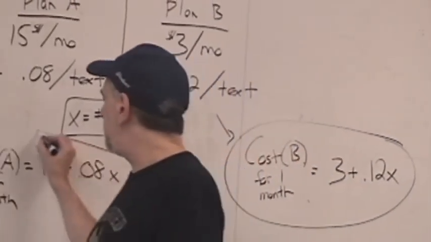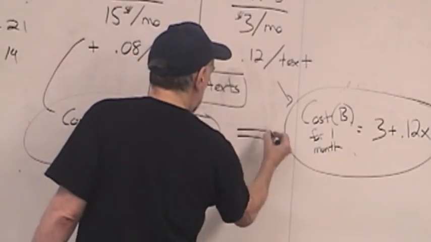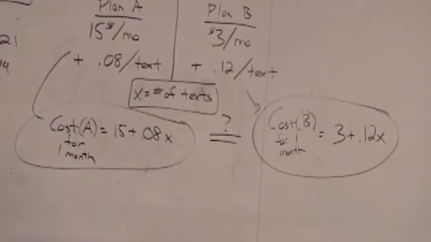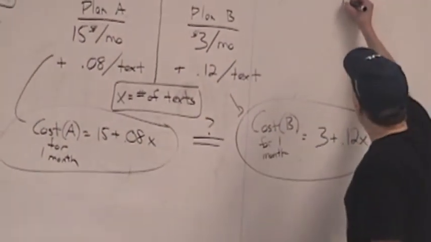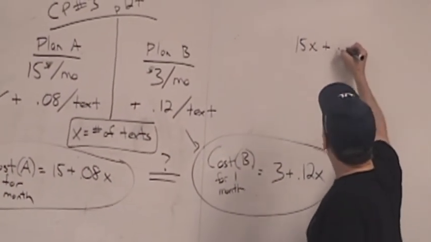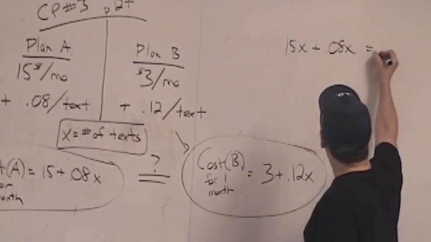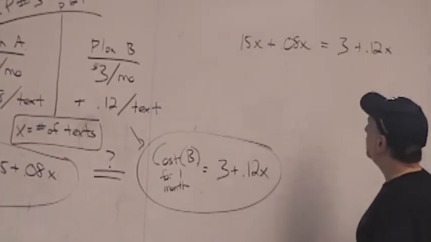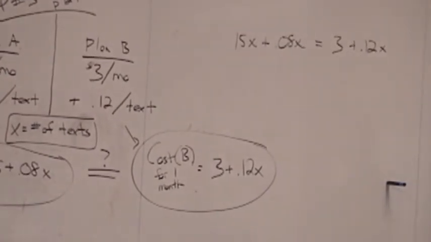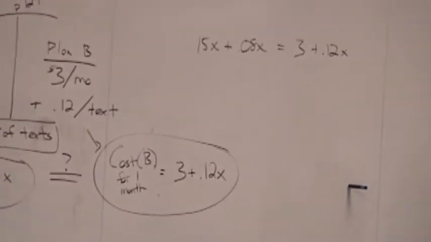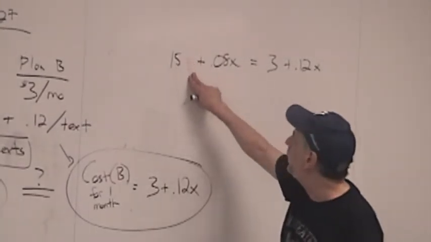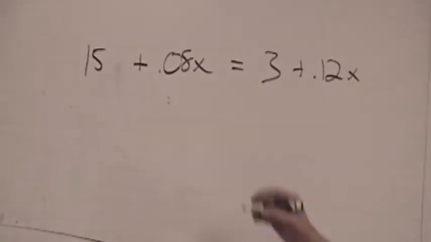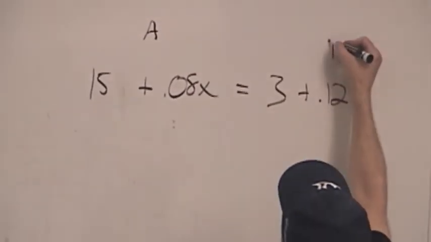So now all I got to do is set these 2 equal and solve for x. Right? That's what's going on here. So just do that, 15x plus 8 cents per text. When is that going to be the same as $3 plus 12 cents per text? $15 plus 8 cents per text and $3 per text. So this is plan A and this is plan B.